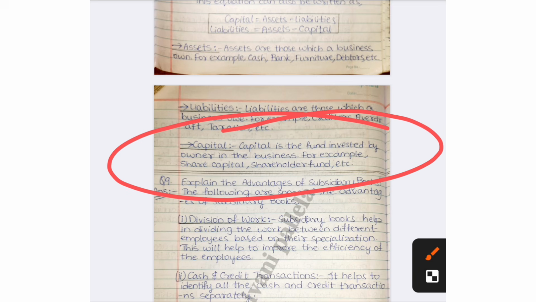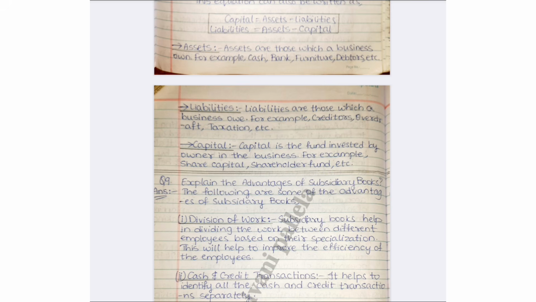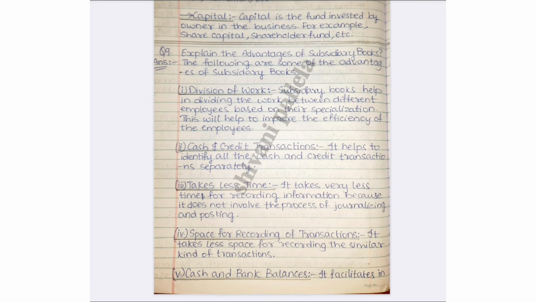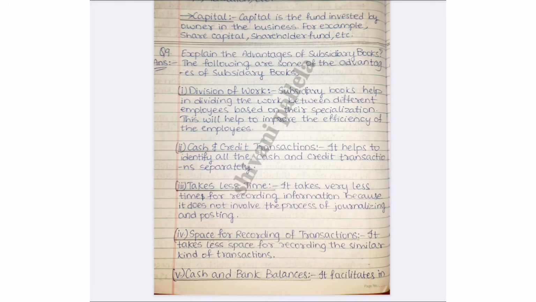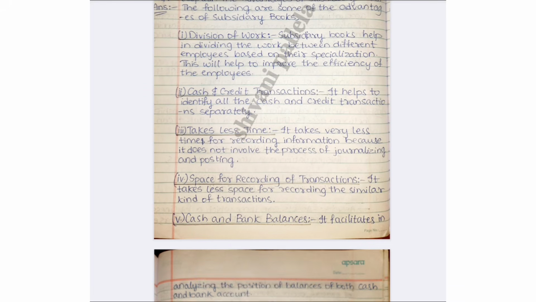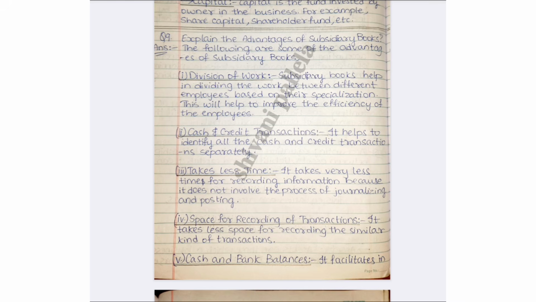Whatever amount you are investing in the organization. For example, share capital, shareholders' fund, equity shares, preference shares, these kinds of things are called capital. Okay, next one, advantages of subsidiary books. What are the advantages of subsidiary books? Only advantages they have asked, so we need to discuss only advantages.